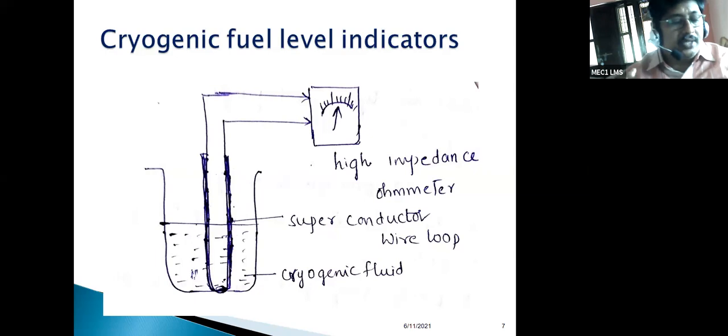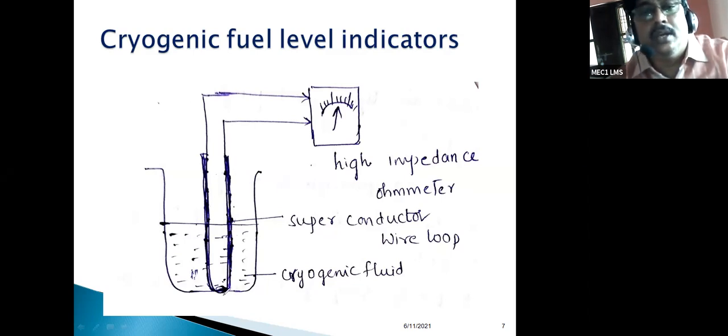That is why we can also call it a cryogenic fluid. If you observe clearly here, a superconductor wire is placed into the fuel which is at a very low temperature. We have to dip it in, and this superconductor wire will touch the bottom of the tank whose level has to be measured. This is a cryogenic fluid which is at low temperatures.